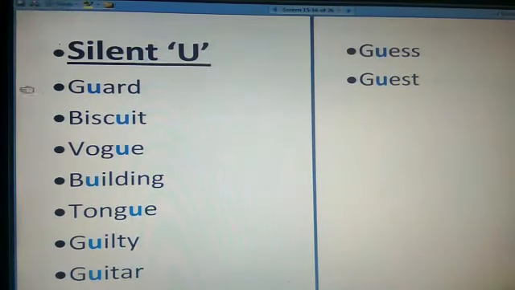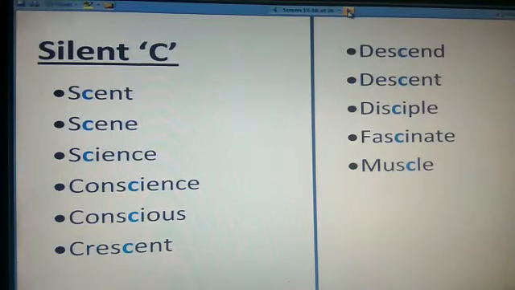U. Guard, biscuit, vogue, building, tongue, guilty, guitar, guess, guest. Now move on to the next silent letter, that is C.